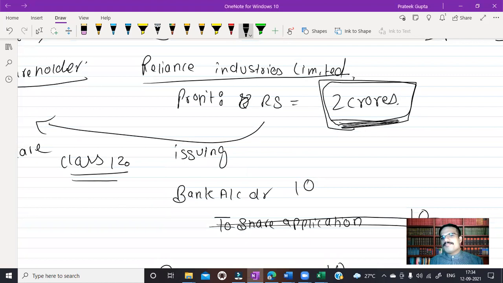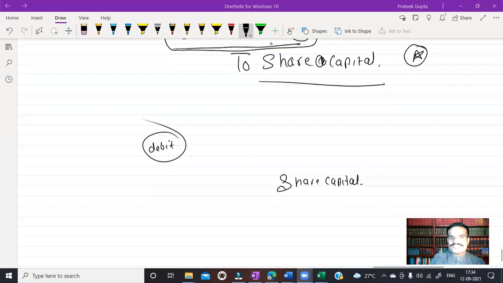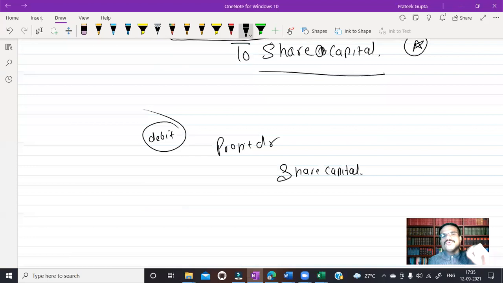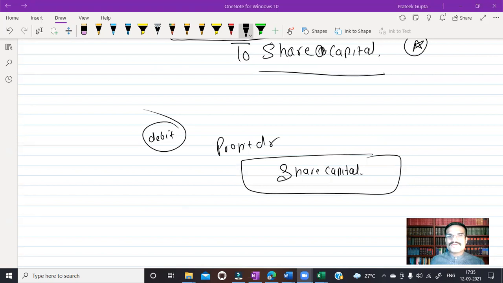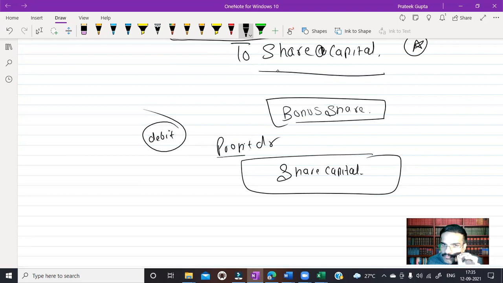For example, beta, I have 2 crore rupees in my piggy bank. I want to take this 2 crore rupees out from here and put it in another piggy bank, the share capital piggy bank. So, sir, I will make this journal entry: profit account debit to share capital. That's the basic point of bonus shares. In bonus shares, we will not get even a single rupee. We reduce our profit piggy bank, and in return, we increase the share capital.